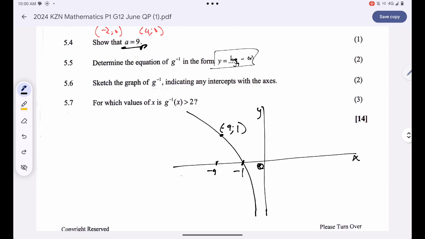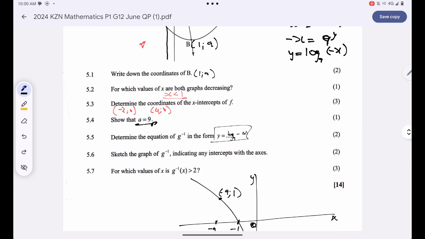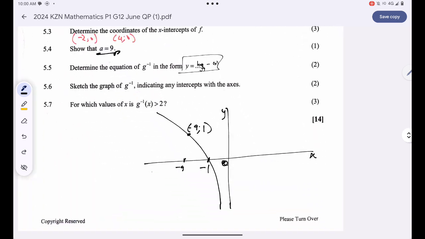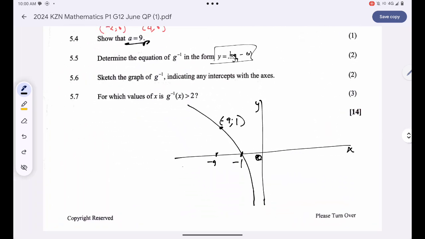And then now you are supposed to, for which values of x is our inverse greater than 2? For which values of x is our inverse greater than 2? I can solve this using algebra, guys, right? I simply have the log of negative x base 9, right?